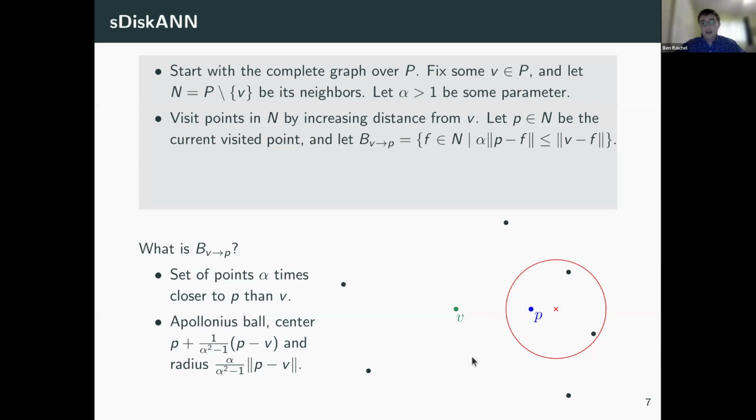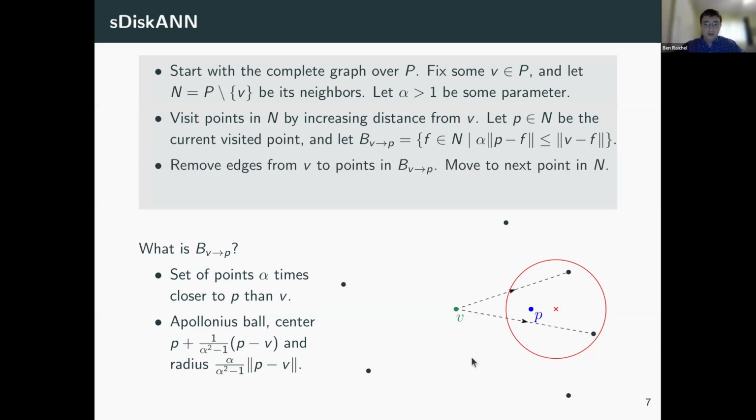So what do I do with this set? I remove the edges to this set. I say V will connect to P, but V will not connect to any other point in this ball. This is my sparsification. I am not allowing V to connect to anything else in this ball other than P. So P is the representative for this ball. Approximately, it is at a similar distance from V as everybody else in this ball, so think of P as the representative of this ball.